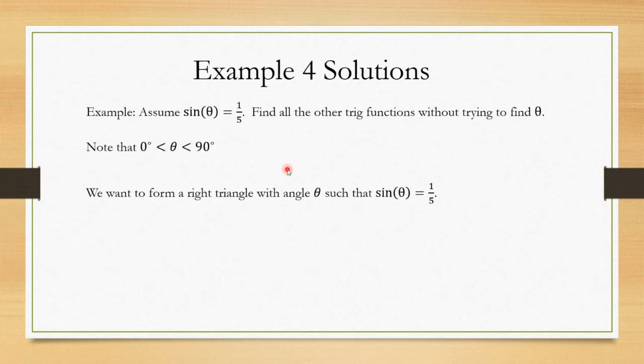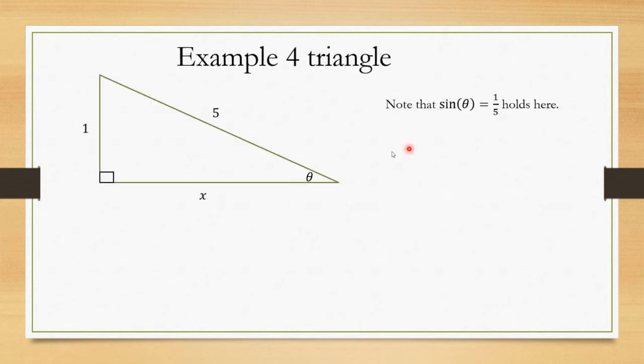Now, how do you actually get the other trig functions? What we have to do, remember, is form a right triangle where one of the angles is 90 degrees, making it a right triangle. Another angle is going to be theta. Essentially, you want to make a right triangle where sine of theta is a fifth. That's what you want to do. Okay, so we have sine of theta is a fifth here.